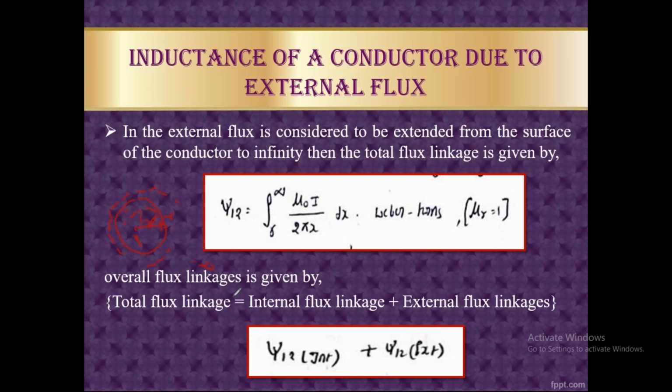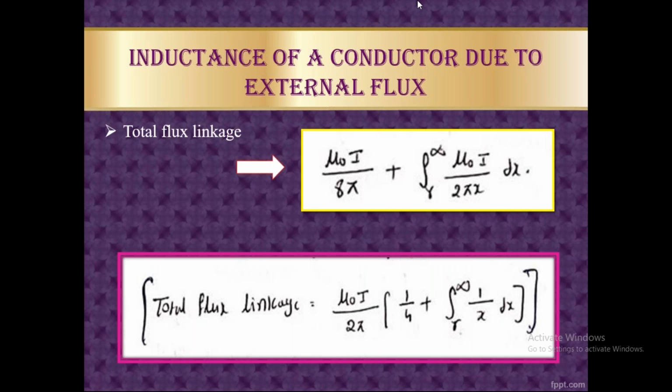And overall flux linkage is given by, so total flux linkage is equal to internal flux linkage plus external flux linkages. So let me see how it will come when we add these two flux linkages. Right, so this is the total flux linkages. Here I am not substituting 4 pi into 10 power minus 7, I am just writing μ naught as it is, μ naught into I divided by 8 pi plus integration of r to infinity of μ naught I divided by 2 pi x dx.